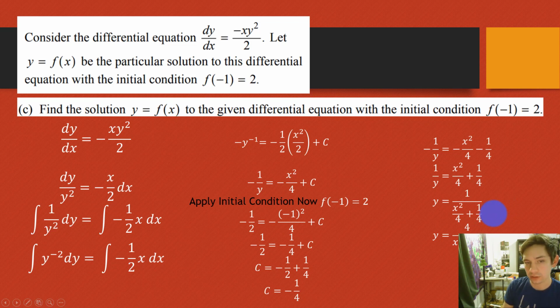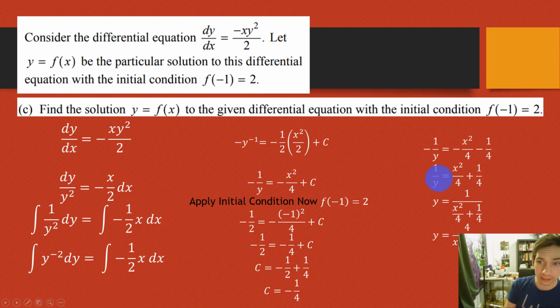And I want to remind you that if it's in an equivalent form, you're good, but it has to be in the form y equals. So you can't stop here to get full credit. You have to get y equals for this solution, because it says find the solution y equals f of x. You don't need this last step, but you do need to say y equals 1 over blah blah blah.